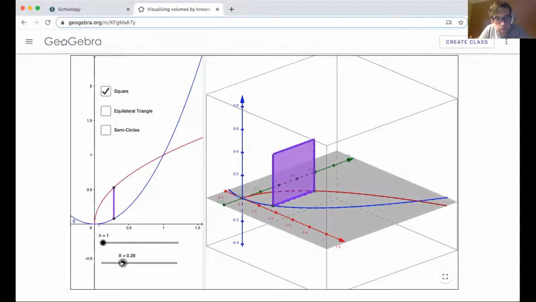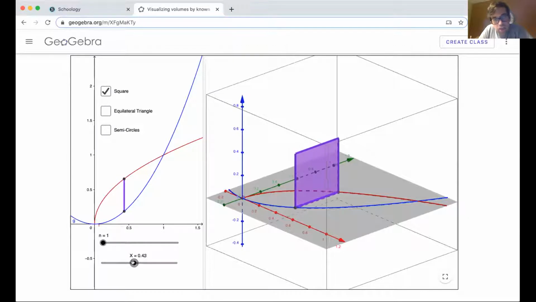As I move this dial and change which slice we're looking at, you can see that the square might get bigger or smaller depending on how big the original slice was. If this line is pretty small, the square is going to be pretty small. If the line's bigger, the square is going to be bigger. So you can see it's taller.